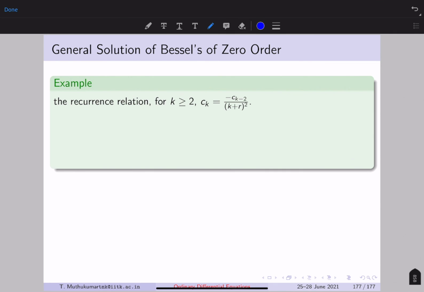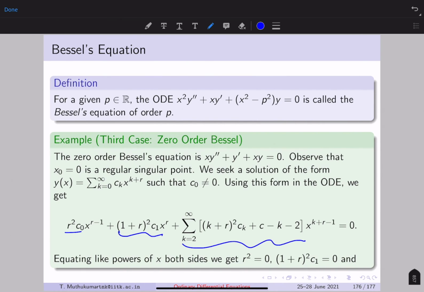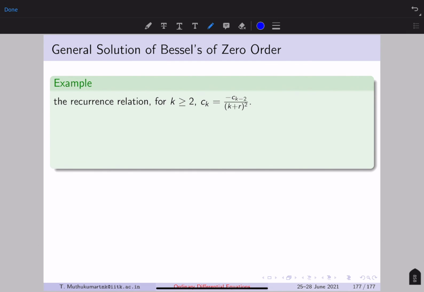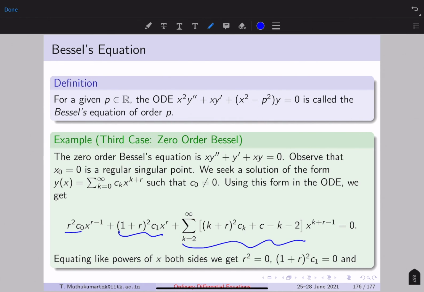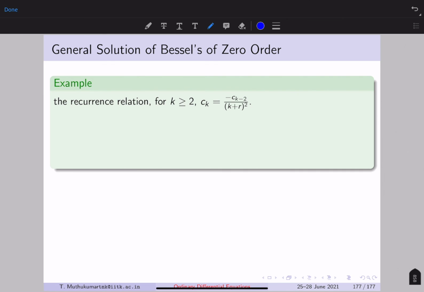Okay, so in this case, if you notice, your r is 0. So you have two roots and both the roots are the same, which is actually 0, so r1 minus r2 is 0, right? Okay, so if you use r equal to 0, you will get C1 equal to 0 from here, you see. Once you put r equal to 0, what you get is C1 equal to 0, and then you put r equal to 0 in the recursive relation, you get this relation.